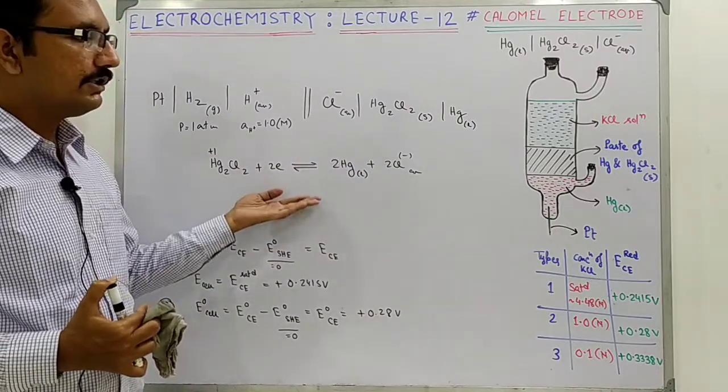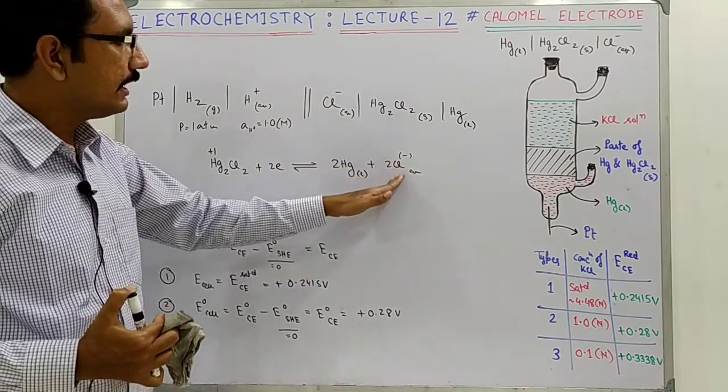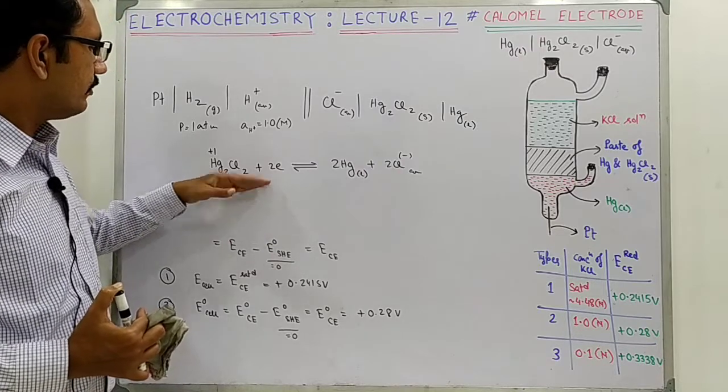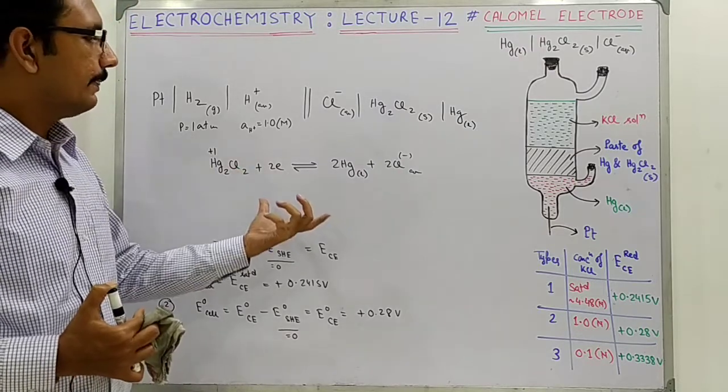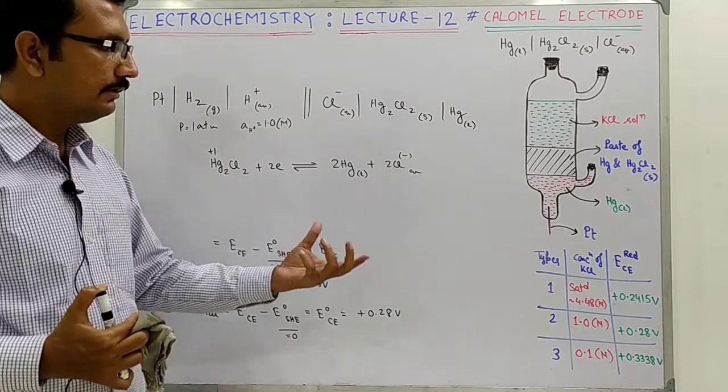So, the reduction potential must increase. If we decrease the concentration of Cl minus ions, the tendency to get reduced of this electrode will increase. Now, see what is happening.